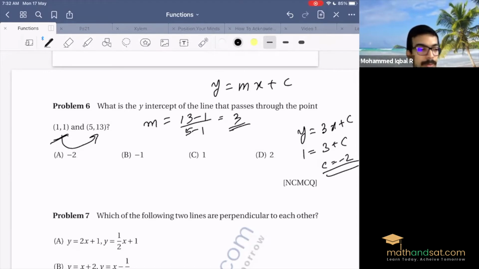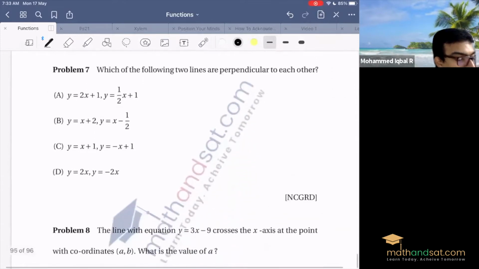Is that clear? Yeah. Next question. Which of the following 2 lines are perpendicular to each other?